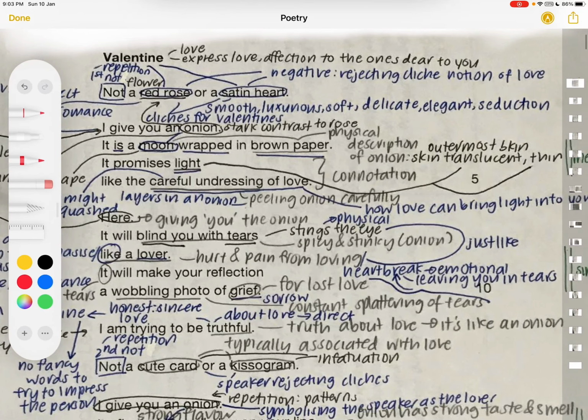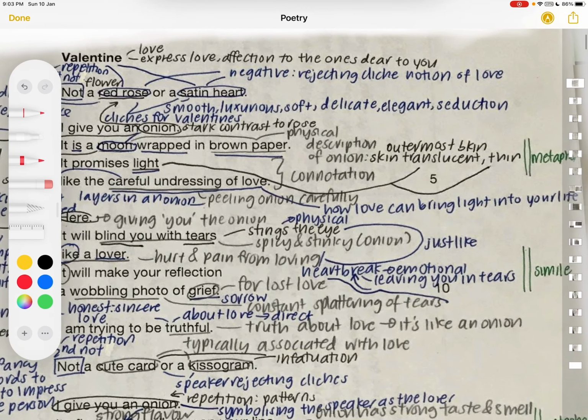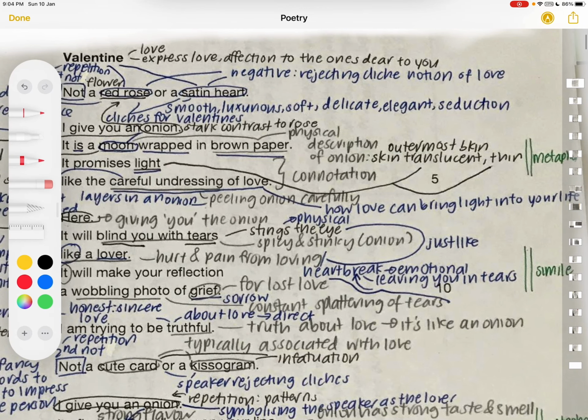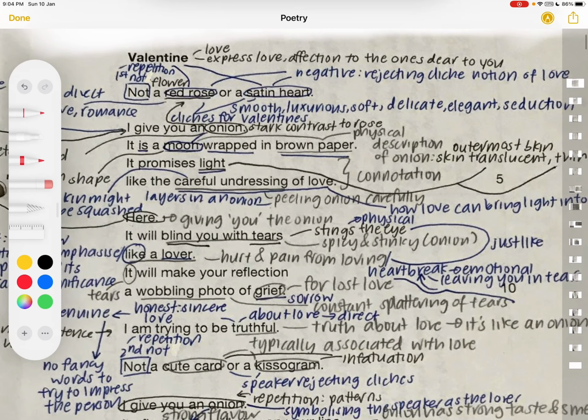Over here you can see that "moon wrapped in brown paper" is actually a physical description of the onion, where the outermost skin is translucent and thin. So it is actually a metaphor for the onion.